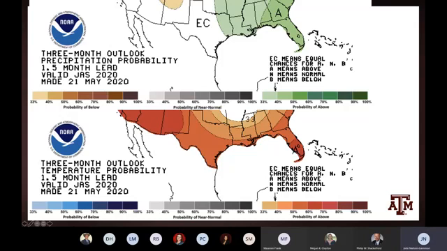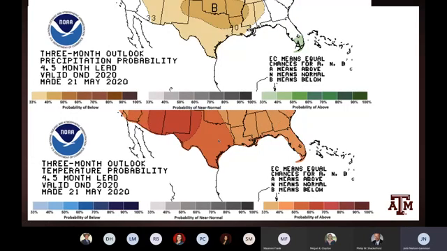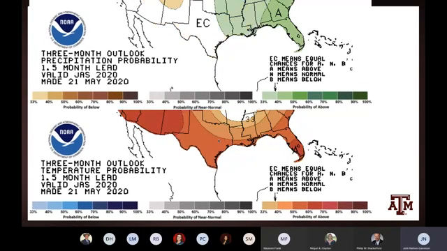Temperature forecast is easy. We have a warming trend. It's likely to be warmer than normal this summer, just like it's likely to be warmer than normal this fall and warmer than normal this winter.